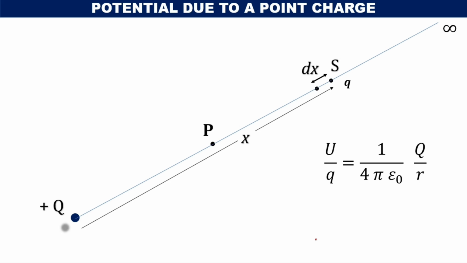Electric potential is represented as electrostatic potential energy per unit charge. Hence, it will be given by the expression V is equal to 1 by 4 pi epsilon naught into Q by r.